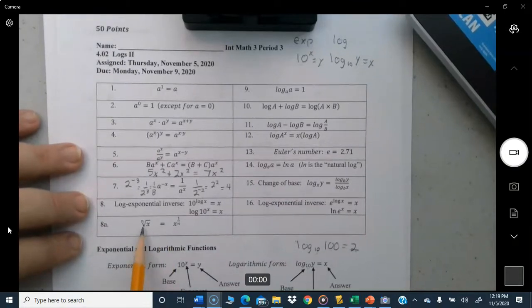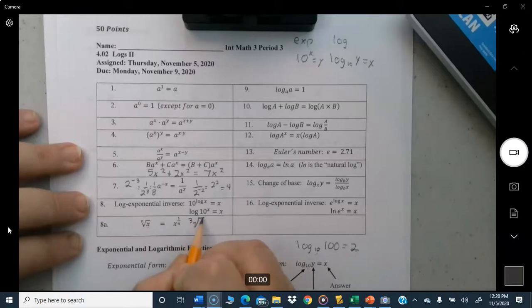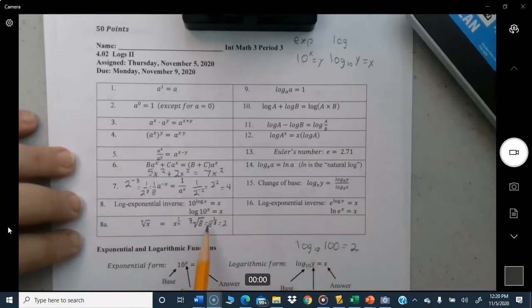All right? The nth root of x equals x to the 1 over n. So if I'm trying to find the cubed root of 8, that's the same as saying 8 to the 1 over 3, to the 1/3 power. And in both of those cases, that answer would equal 2. All right, so cubed root of 8 is the same as 8 to the 1/3 power.